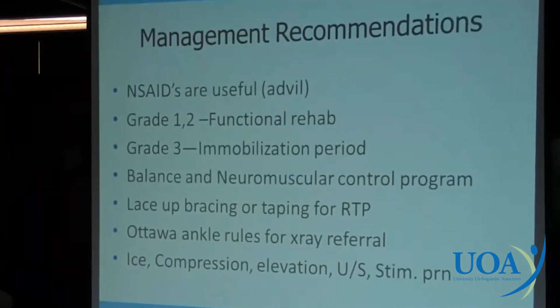So this is just a slide looking at one of the ankle reconstructions that used to be popular. So in summary, the management recommendations that we have are basically we should use nonsteroidal anti-inflammatory medication. Advil would be sufficient. For grade 1 and grade 2 ligament injuries, functional rehab to start as soon as the patient can tolerate the weight-bearing status. Grade 3 sprains are the more severe ones. We should immobilize for approximately 10 days before starting the program. Balance and neuromuscular control program is very important. Lace-up bracing or taping for return to play is highly recommended.